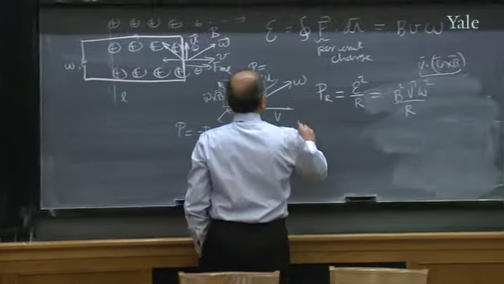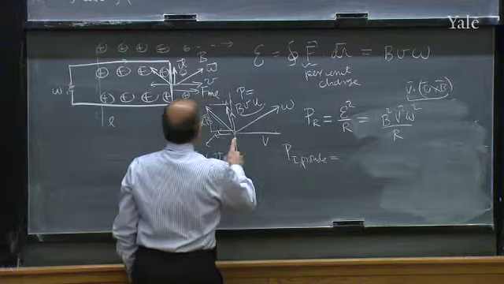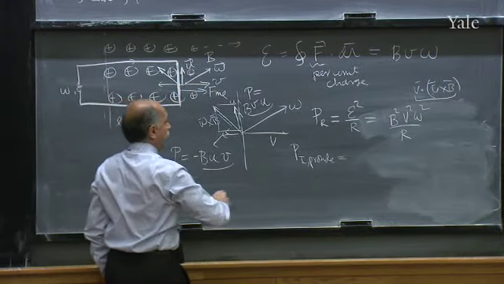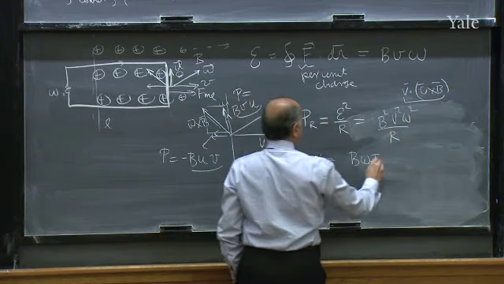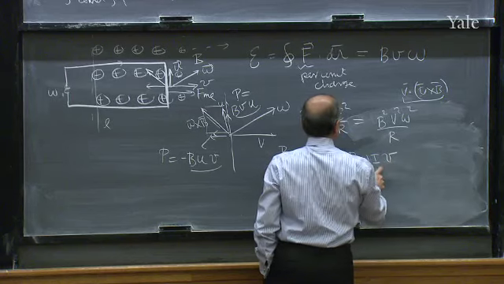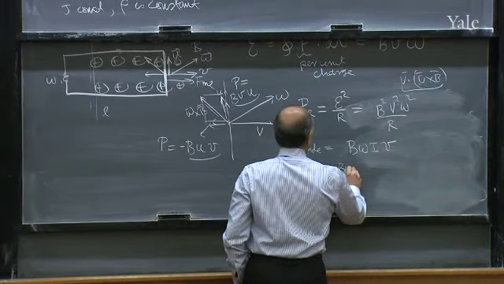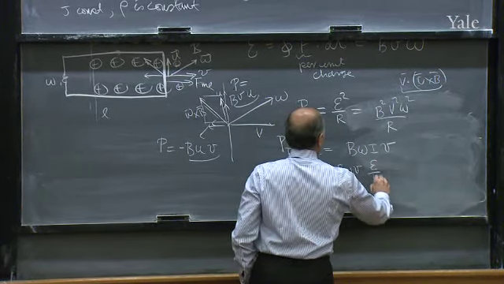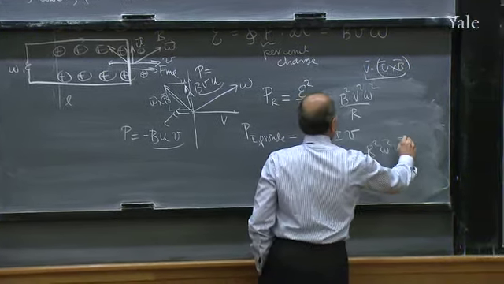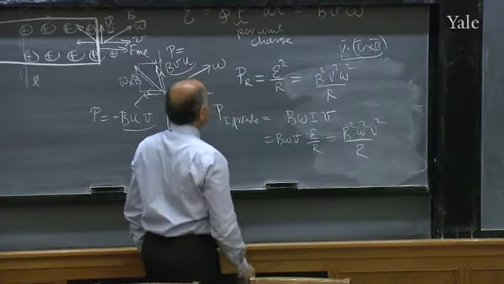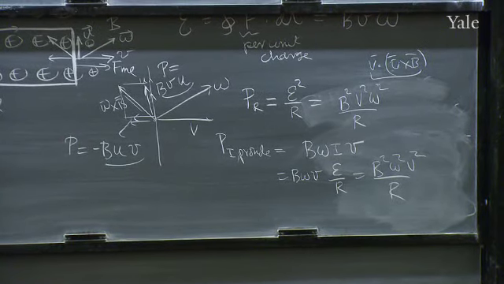Now, how about the power that I provide? What's the power I provide? I'm pulling this leg of the wire here. The force on anything, remember, is B, W, I, and I pull it with velocity V. That's the power. So it is B, W, V times I. I is EMF divided by R, but if you put in the EMF that we just got, you will get this. So they will match.